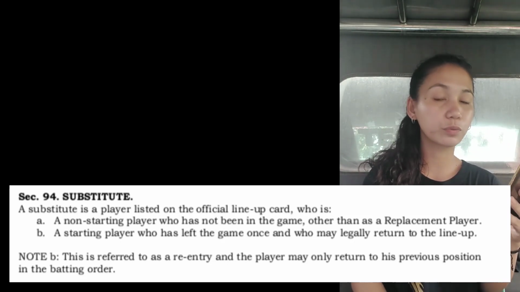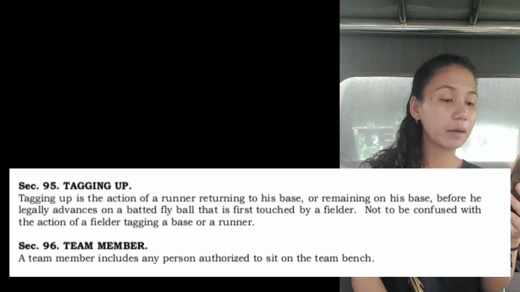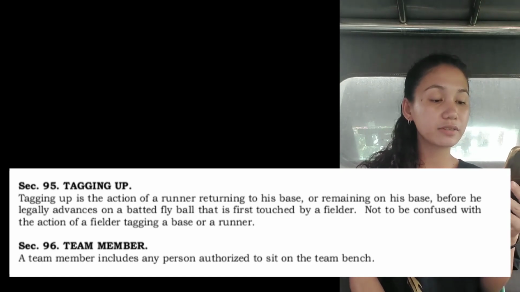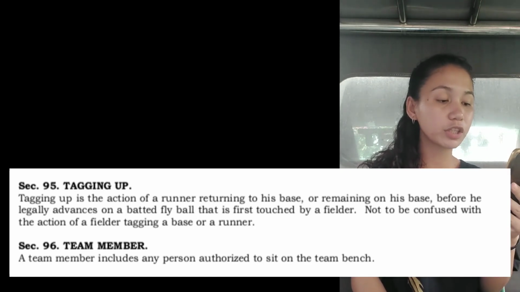Let's move on to rule number 1, section 95, tagging up. Tagging up is the action of a runner returning to his base or remaining on his base before he legally advances on a batted fly ball that is first touched by a fielder, not to be confused with the action of a fielder tagging a runner or a base. So that is section 95.